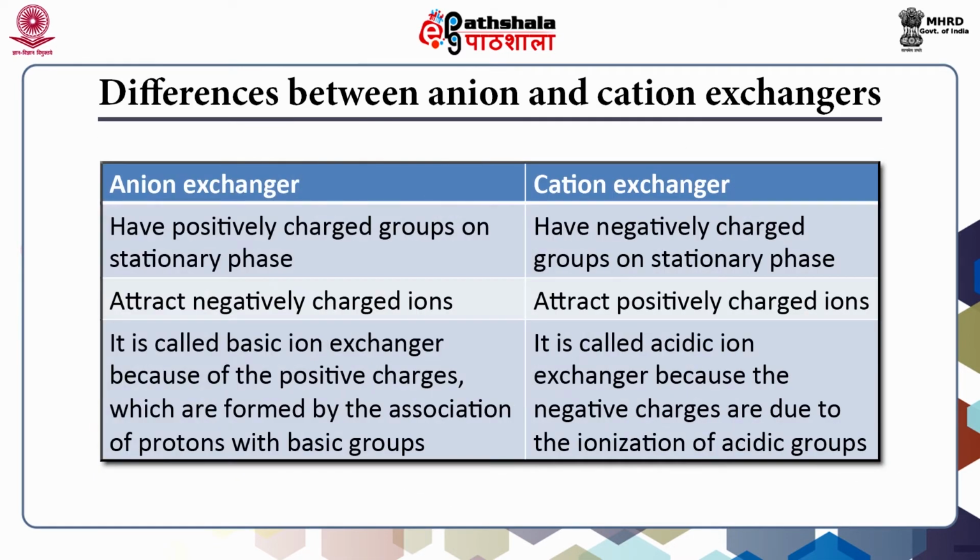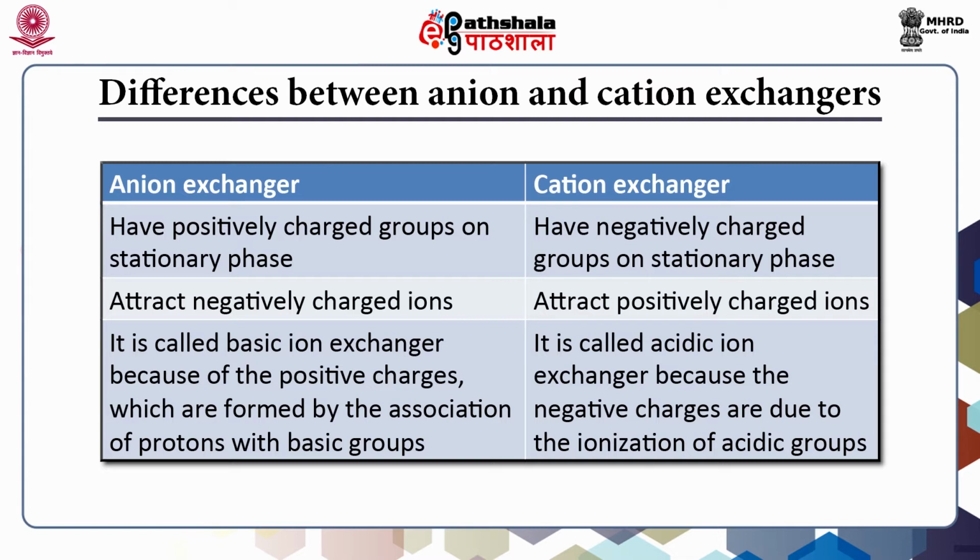Let us see what are the differences between anion and cation exchangers. The major difference, as you have just seen in the previous slide, is that the anion exchangers have positively charged groups on the stationary phase and cation exchangers have negatively charged groups on the stationary phase. Another difference is that the anion exchanger attracts the negatively charged ions on its surface and the cation exchanger attracts positively charged ions on its surface.